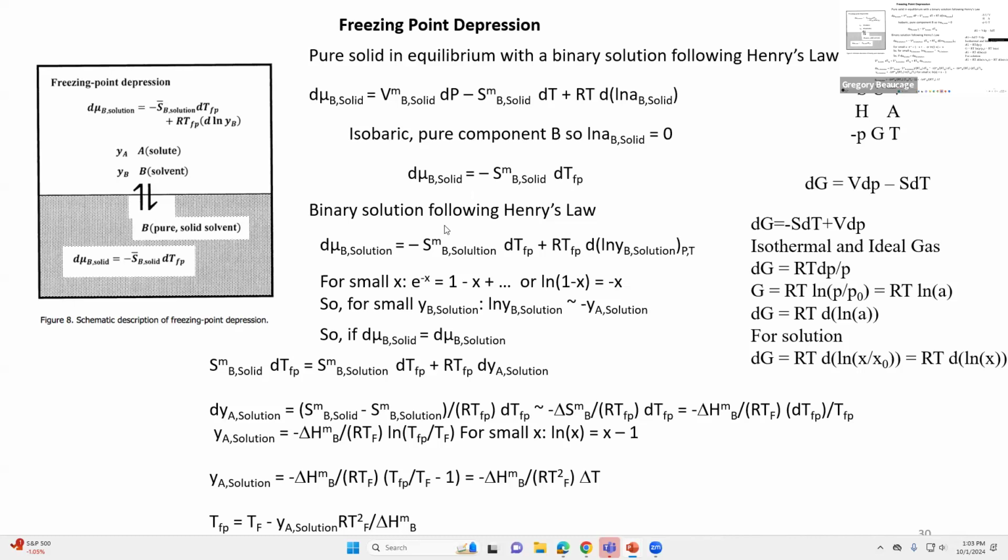So basically, if you have a pure component, the activity is 1 and ln of the activity is 0. So that term goes to 0 for the pure component, like pure ice. So B would be pure ice, right? And then at that point, if it's isobaric, then you have minus S dT for the chemical potential for the solid phase or the ice phase.